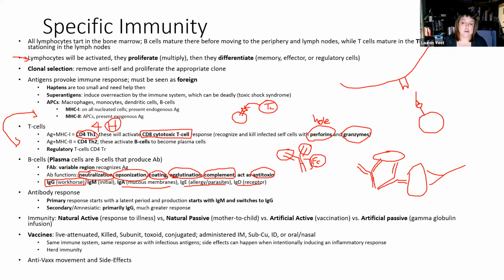And then we have artificial passive, which is similar to the natural passive where you get antibodies from your mom. With artificial passive, you're getting antibodies from like a bag. So it's like gamma globulin, things like that, that could be infusions that are meant to have antibodies to attack cancer cells or antibodies to help protect your body against, well, basically its own inflammatory response in the case of something like Humira.